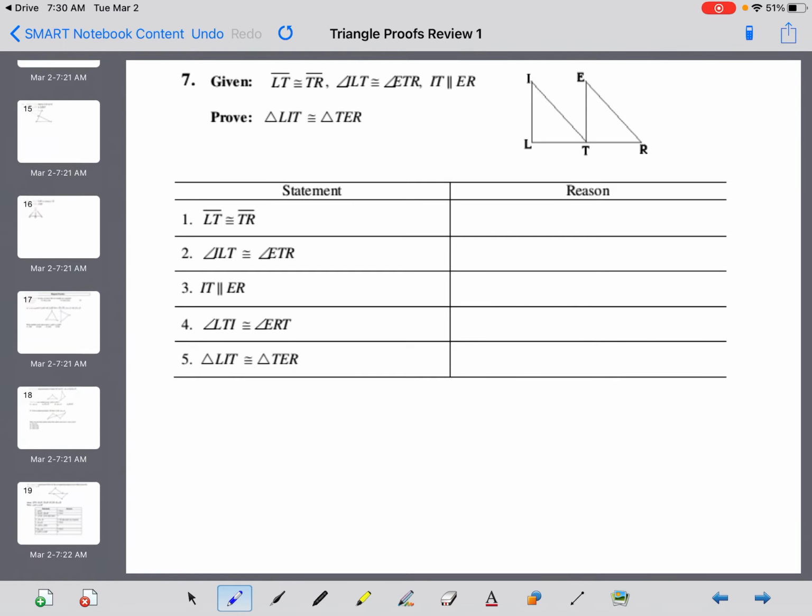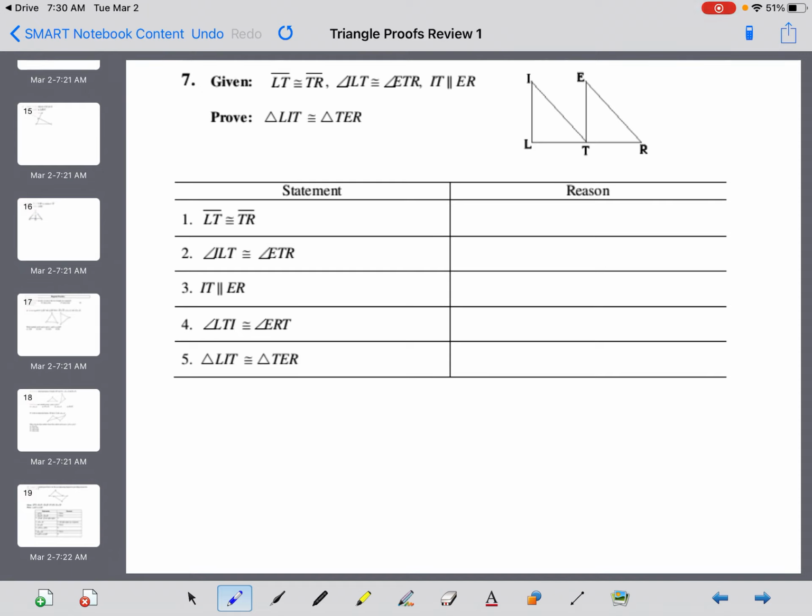Okay, I'm not going to do all of these examples. I'll do a few for you. Given LT is congruent to TR. Then we have angle ILT is congruent to ETR. Okay, then they're going to tell us that IT is perpendicular to ER, which is also a given. And what they like to show with perpendicular is arrows.